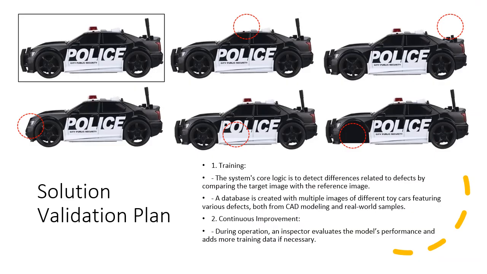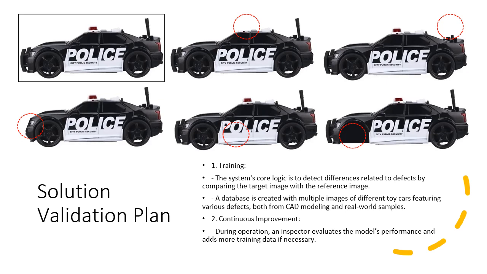Iterative experiments to validate the proposed solution concept. Training. The system must detect defects in toy cars by comparing two images, the 3D rendered project image and the real-world image. To achieve this, a dataset is created with multiple images of different toy cars, where a series of defects are artificially introduced in the 3D CAD model. For example, removing a headlight, a wheel, or a window.